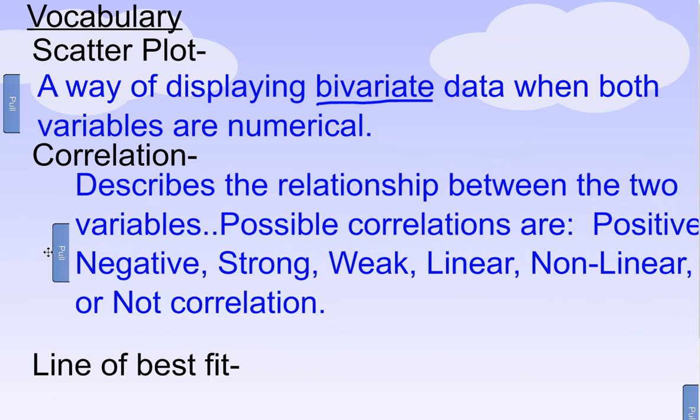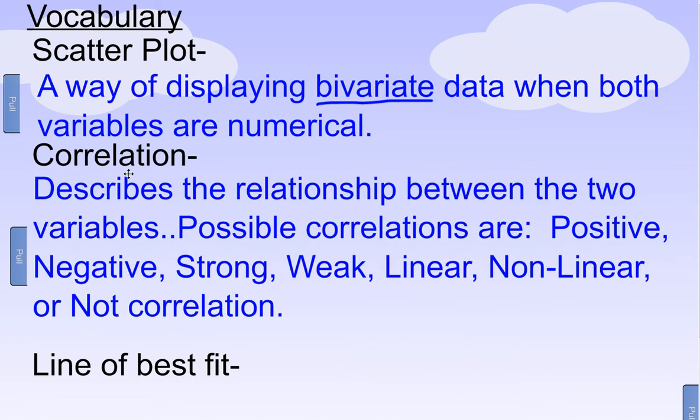Correlation. This is a big one for this module. Correlation describes the relationship between those 2 variables. So the possible correlations are, you could have a positive correlation or a negative correlation, strong correlation, weak correlation, linear, nonlinear, or not a correlation, no correlation at all.